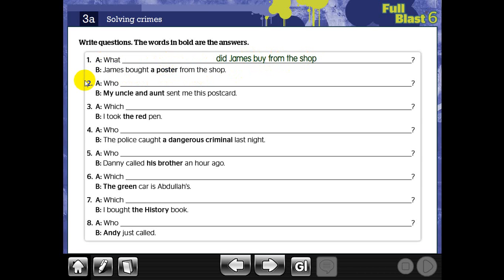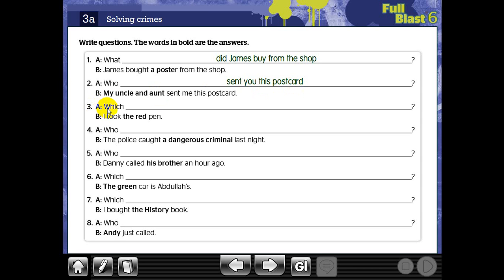Number 2. Who? My uncle and aunt sent me this postcard. Here uncle and aunt, subject or object? Very good. Subject. So only I omit it and complete the whole sentence. Who sent, but I turn me into you. Who sent you this postcard?